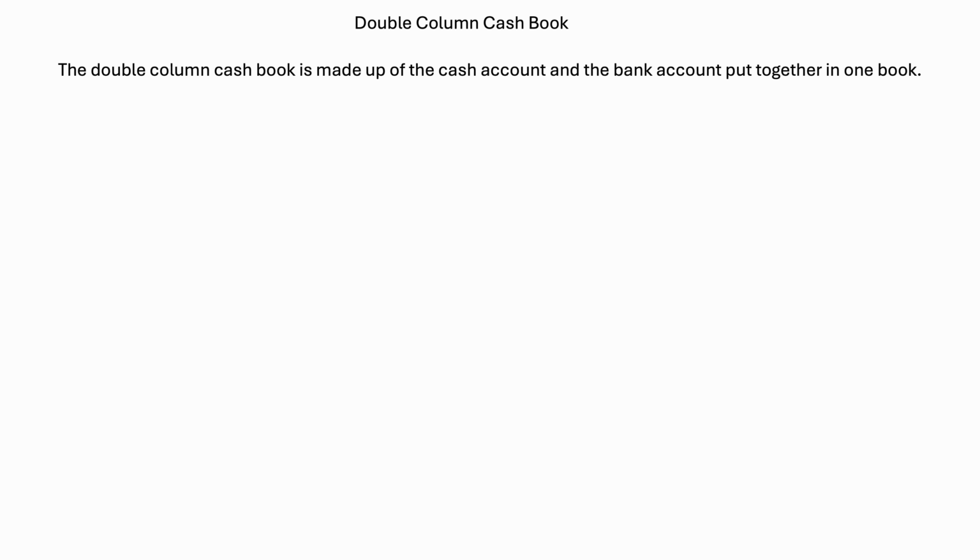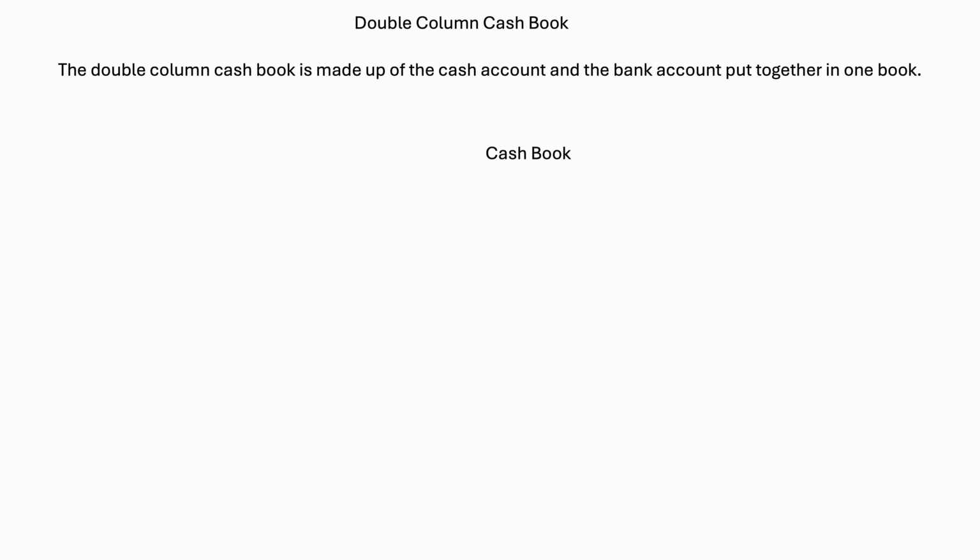In this video, I will go through the double column cash book, which is a book of original entry. The double column cash book is made up of the cash account and bank account put together in one book. Let's go through the double column cash book together.